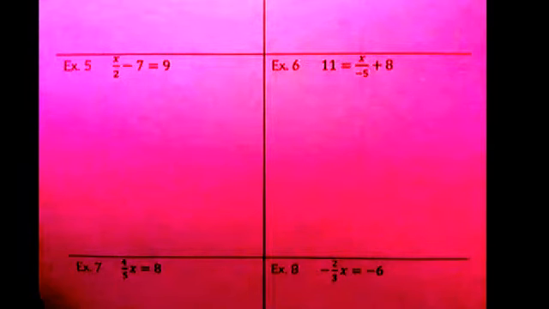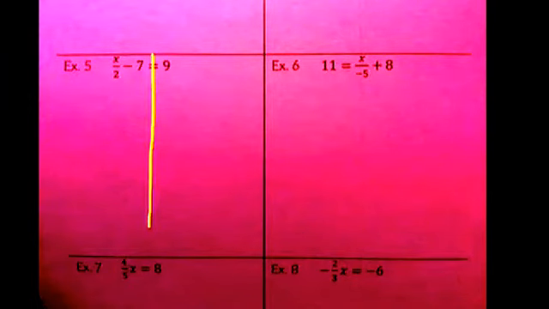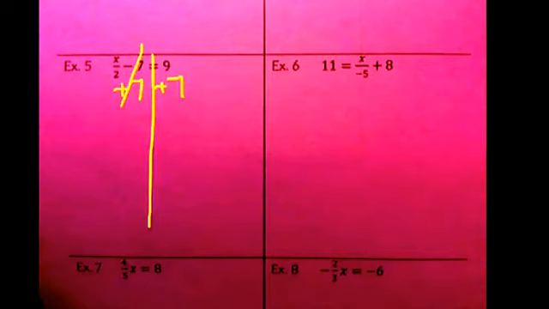And divide my workspace. I've got x divided by 2 minus 7 equals 9. So that minus 7 is our constant. So I'm going to add 7 on both sides to get rid of it. So on the left side, negative 7 and positive 7 will cancel out. I'll be left with just x divided by 2 equals 9 plus 7, which is 16.